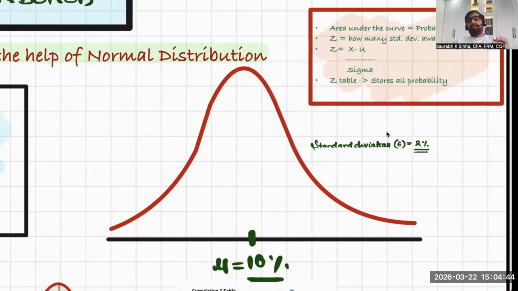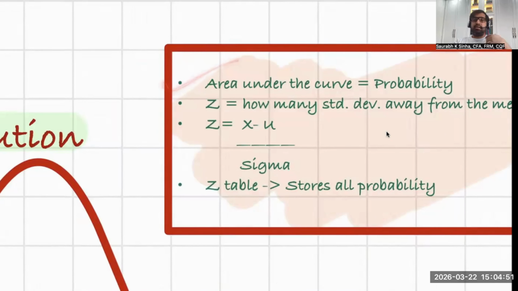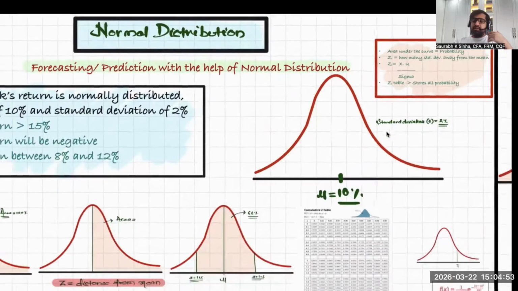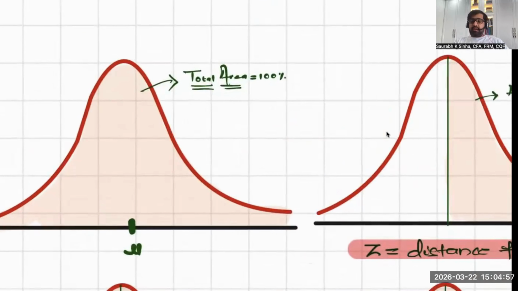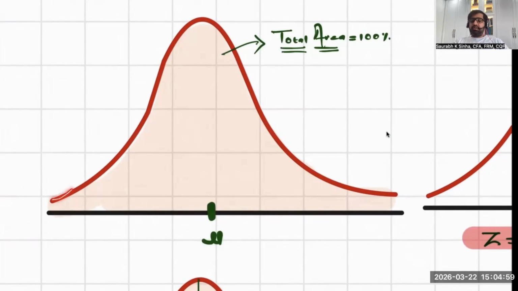But how to do the prediction? For that, we'll first try to build up some concepts. The first concept that we have to build up is the area under the curve. We have discussed this concept earlier as well in the uniform continuous distribution. If I ask you, this is a normally distributed curve, doesn't matter if it is a stock return, rainfall in an area, or the GDP growth of a country, whatever it is, what is the total area under the curve?